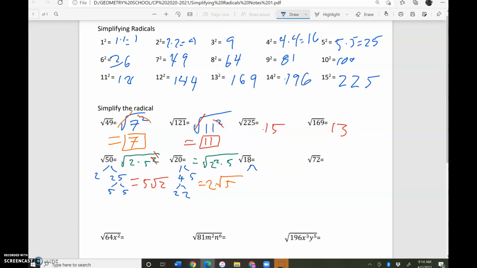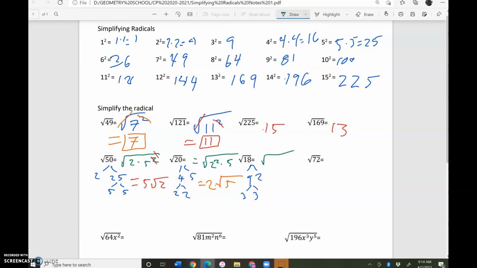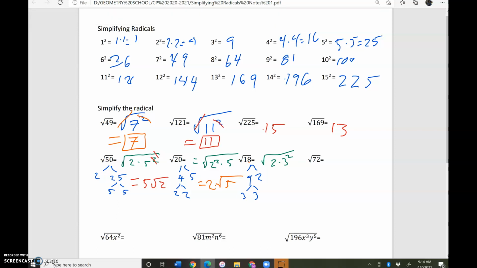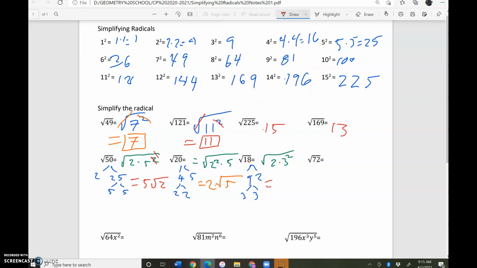So, tree. So I know this is the same thing as 9 times 2, which is the same thing as 3 times 3. So that tells me that this is the same thing as the square root of 2 times 3 squared. The 3 is a perfect square, so it gets to come out of the house. And the 2 is not a perfect square, so it has to stay in the house. So this becomes 3 square root of 2.